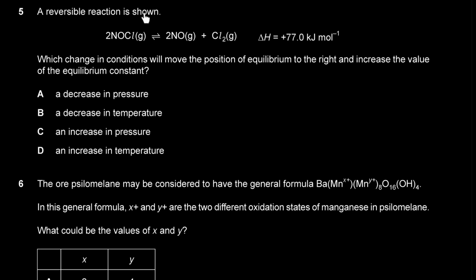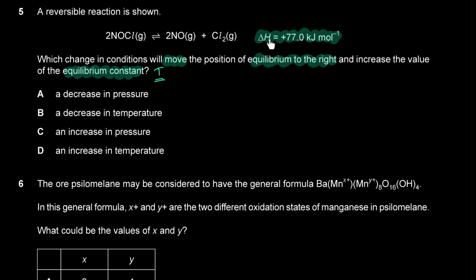A reversible reaction is shown. Which change in conditions will move the position of equilibrium to the right and increase the value of the equilibrium constant? Now this reaction that they've shown, the forward reaction is an endothermic reaction. It's an endothermic reaction because delta H is positive, and an increase in temperature favors endothermic reactions. Remember, the only factor that affects the value of the equilibrium constant is temperature.